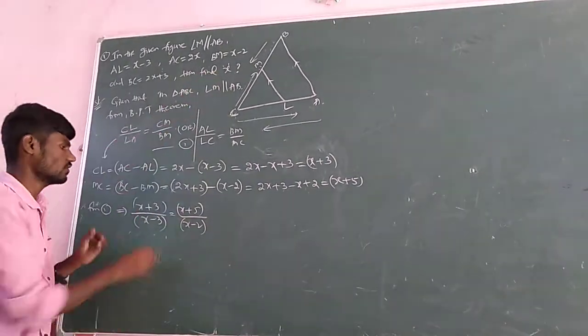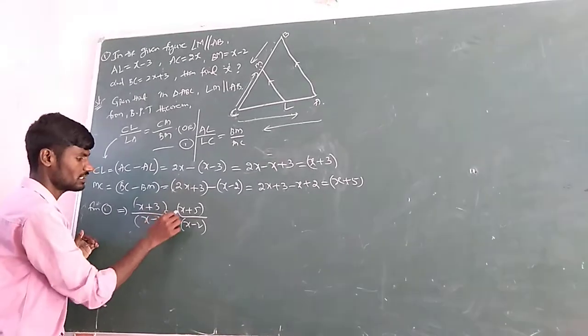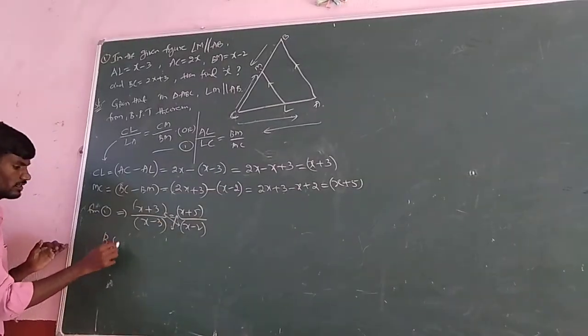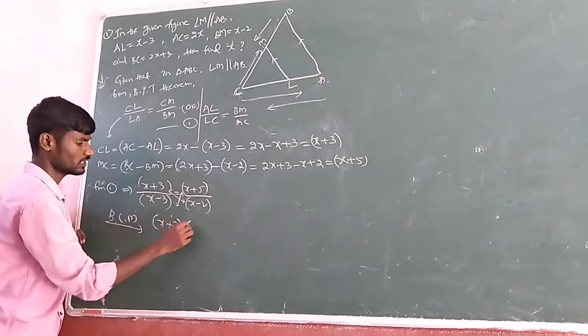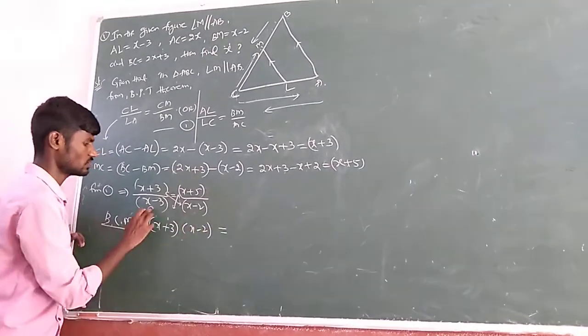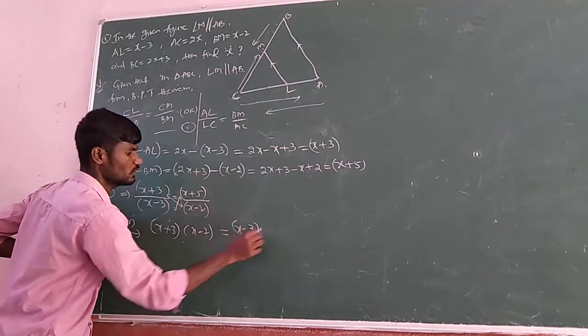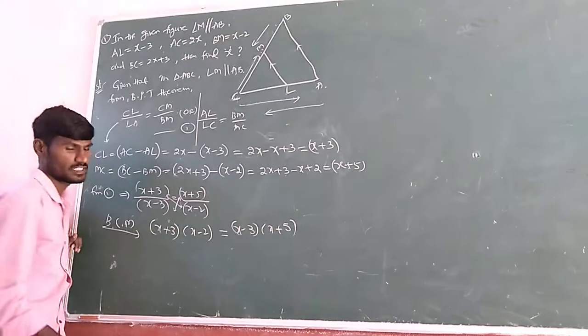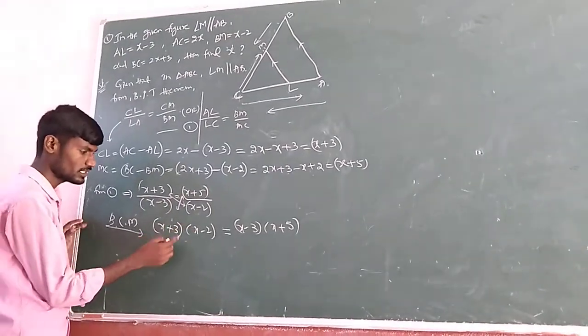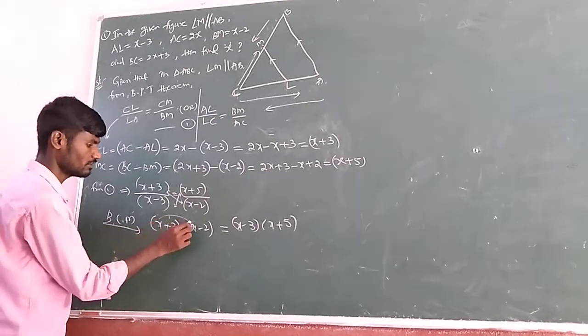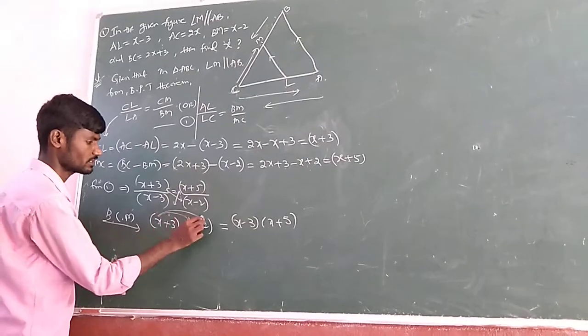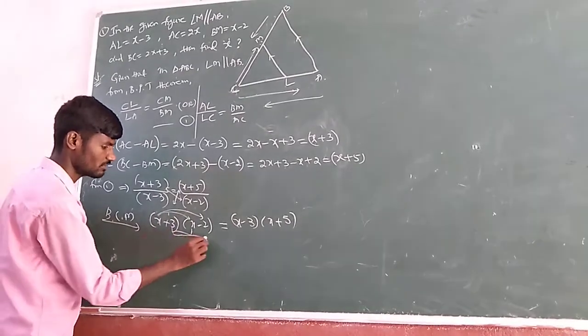Find X. So how can we find it? By doing cross multiplication. X plus 3 into X minus 2 is equal to X minus 3 into X plus 5. So see here, X into X, it is the product between binomial and binomial. X is multiplied with these two terms two times, and similarly 3 will also be multiplied two times.